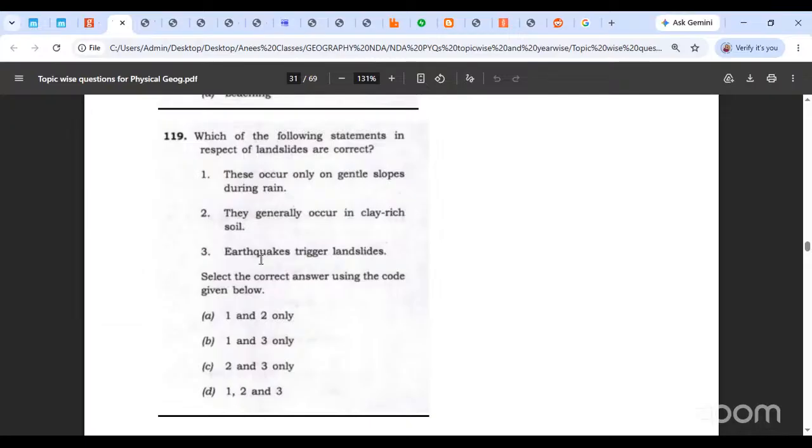Which of the following statements in respect of landslides are correct? They occur only on gentle slopes during rain. They generally occur in clay rich soil, and earthquakes trigger landslides. कौन सा? Earthquakes trigger landslides. All three. You're saying all three are important. All three are correct. Gentle slope पे landslide होगा। क्यों?